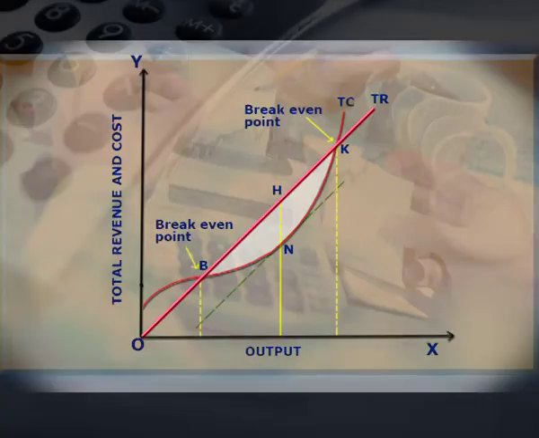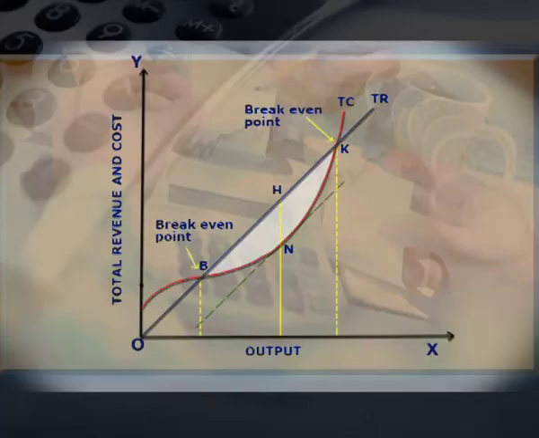Let us understand this with the help of a diagram. In this figure, we can see that the TR curve starts from the origin, that is, when no output is produced, revenue is 0, while total revenue goes on increasing with increase in output.